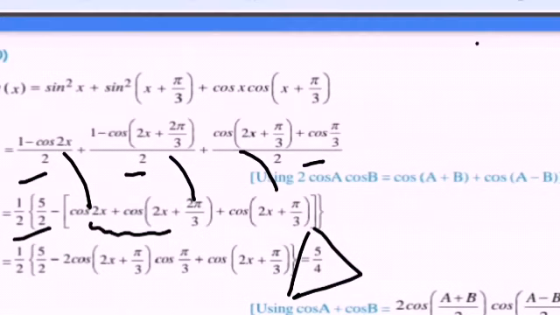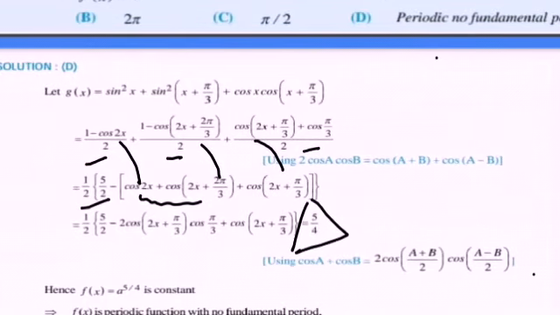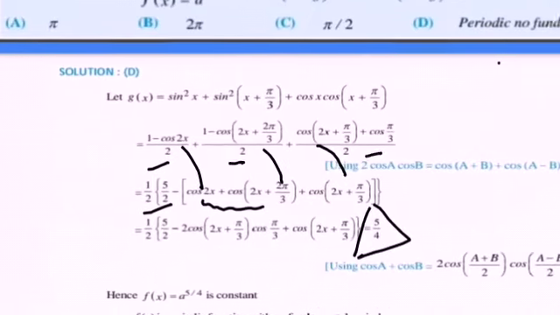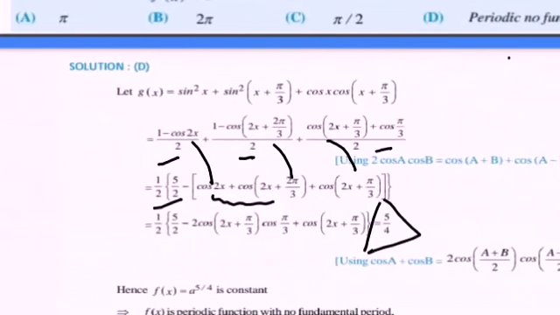So as you know, here in this question, g(x) after solving we get 5/4, and this was a to the power 5/4, a to the power this much. So a^(5/4) is constant over here, so we say f(x) is a periodic function with no fundamental period. That was the question, a to the power that much.